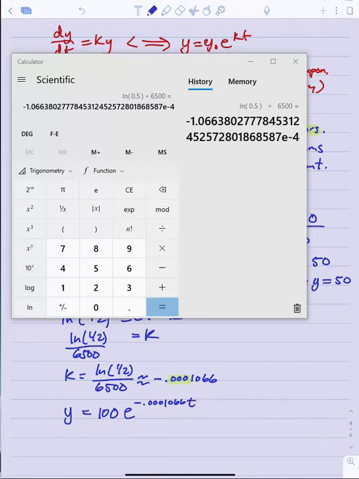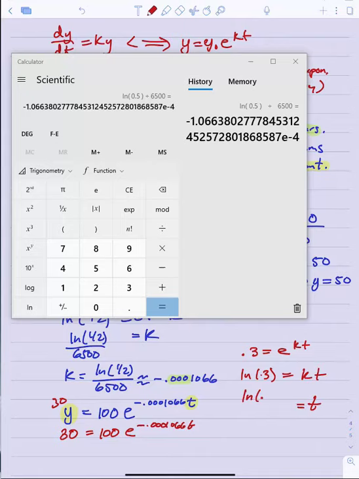Now, if I wanted to answer this last part of the question about how long it would take for 100 grams to decay to 30% of the initial amount, well, the question is, what t value would get this y down to 30? So that's really another equation to solve. 30 = 100 e^(-0.00106666t). So if I divide both sides by 100, then of course I'm going to get 0.3 = e to that kt value. I would take the ln of both sides, and when I take the ln on the right side, it's going to cancel out the e, which means t should be equal to ln(0.3) divided by k.